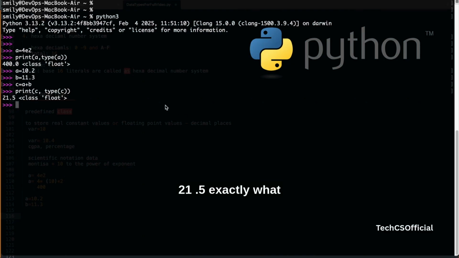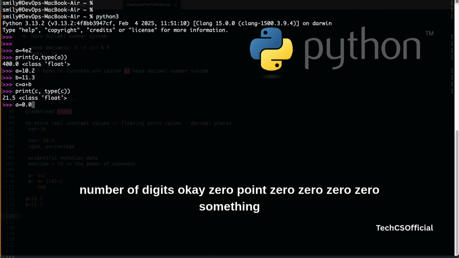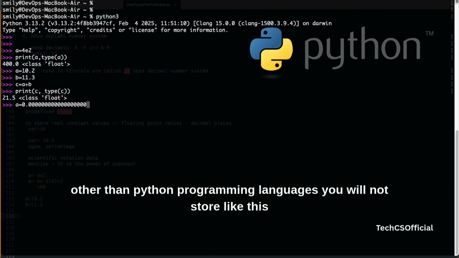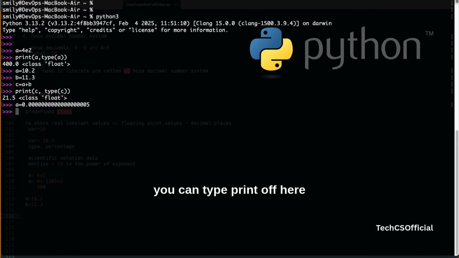See 21.5, exactly what this is: the floating point values and how you can work with them. The main advantage is that you can specify any number of digits, like 0.0000 something. In other programming languages you will not store like this, only in Python you can store like this. I can say you can type print of a.